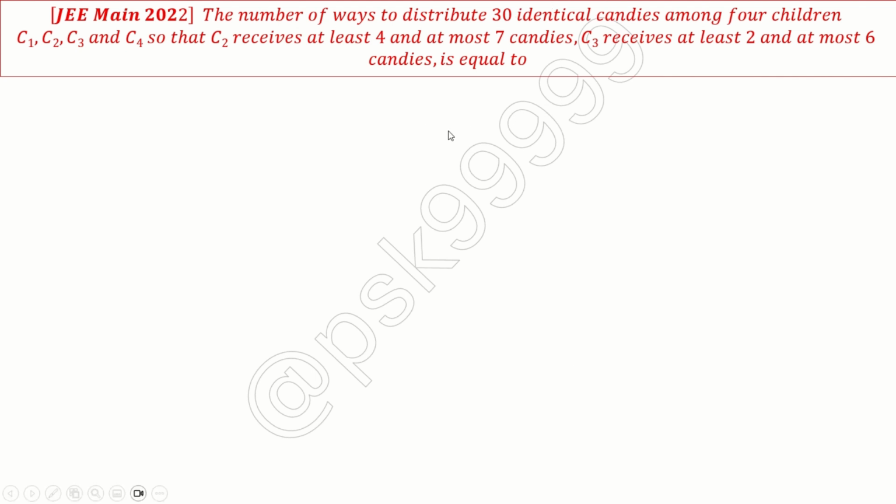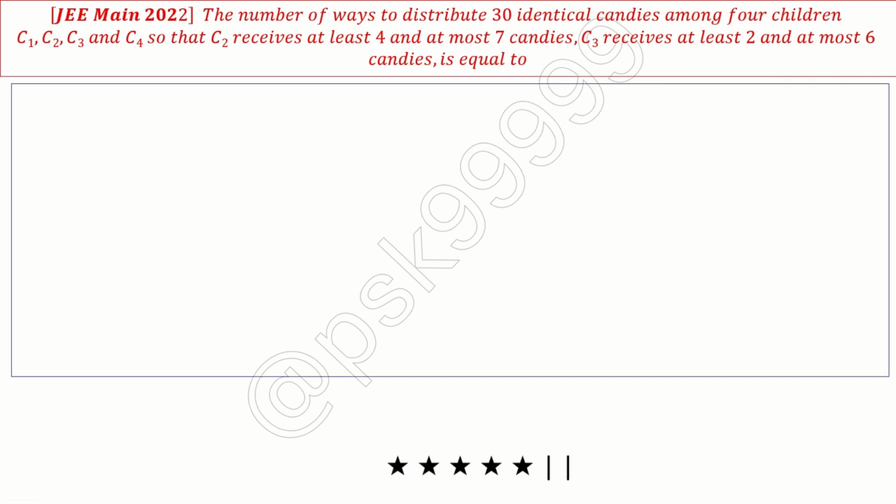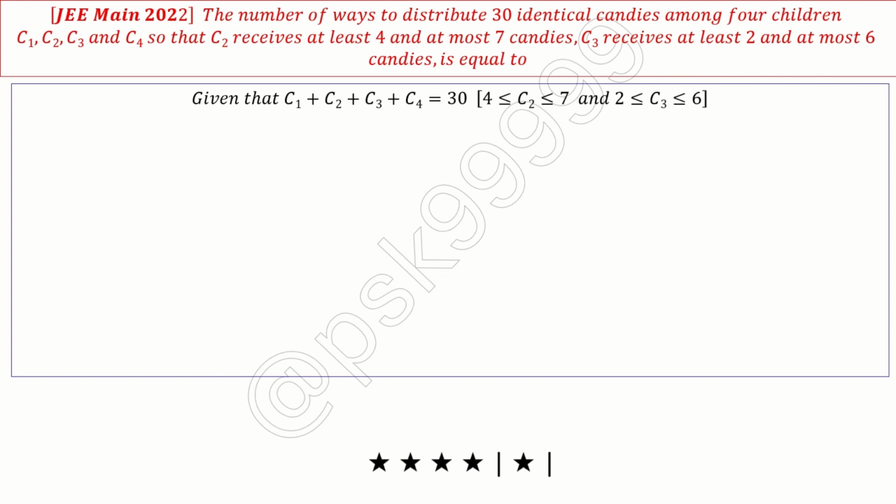So remove those conditions, then we are done. Okay, so let's see how to do this. This is a stars and bars problem only, but we need to apply it many times. The given condition is C1 plus C2 plus C3 plus C4 equal to 30.